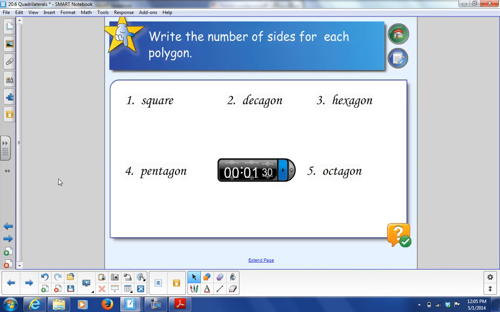Alright, so first off, I'm going to give you a minute and 30 seconds. Number your paper from 1 to 5. Get a piece of paper out. Hopefully you should have paper out because it's your notes. Number it from 1 to 5, and I'm going to give you a minute and 30 seconds to write the number of sides for each polygon. On your mark, get set, go.